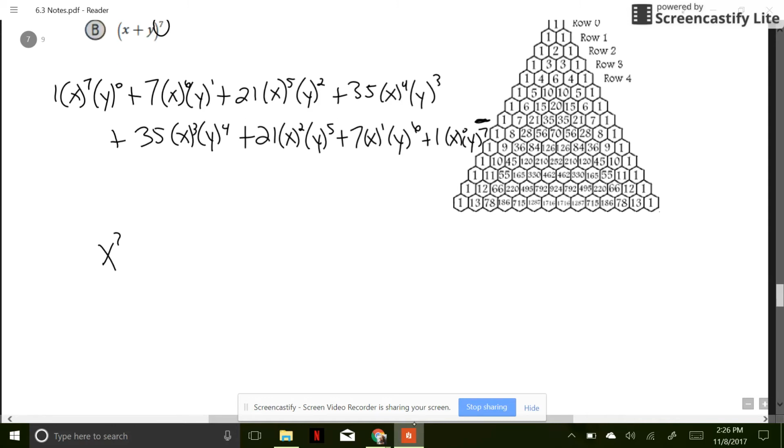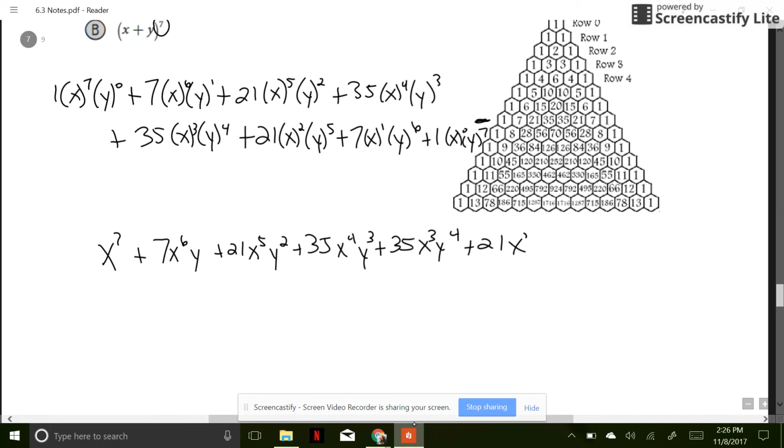So summing up, we get x to the 7th plus 7, x to the 6th, y, plus 21, x to the 5th, y squared, plus 35, x to the 4th, y cubed, plus 35, x cubed, y to the 4th, plus 21, x squared, y to the 5th, plus 7x, y to the 6th, plus y to the 7th.